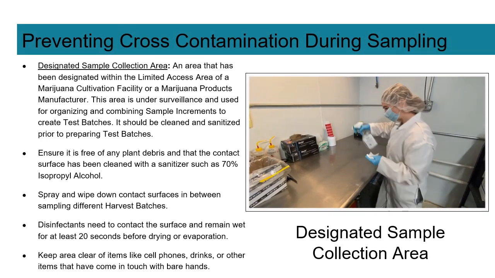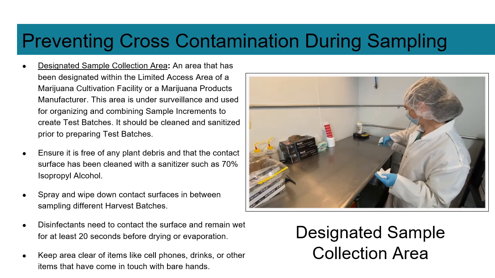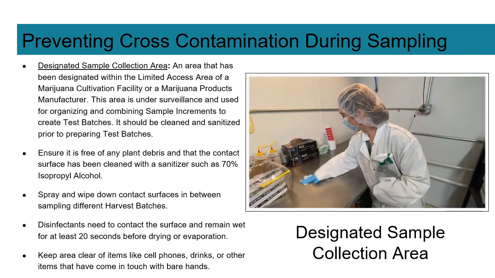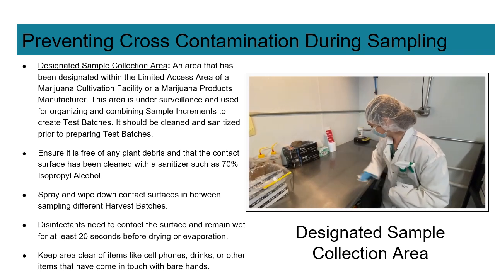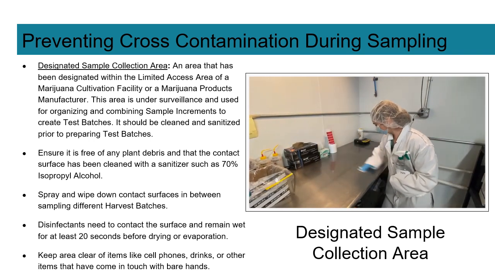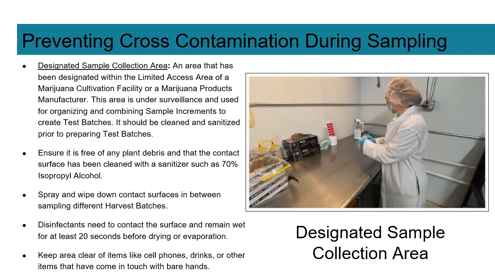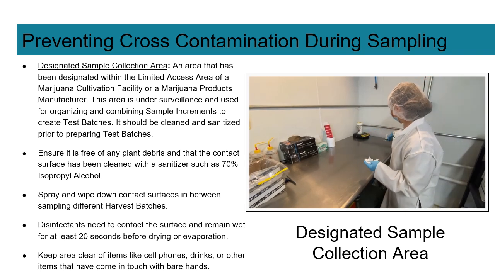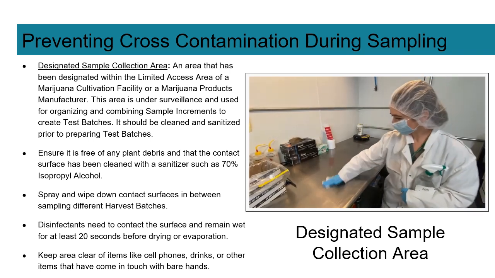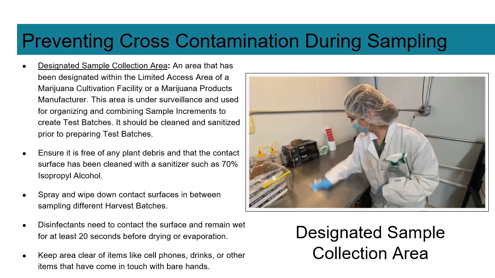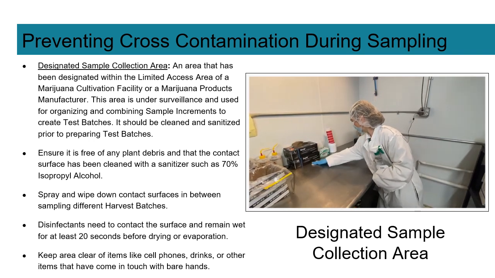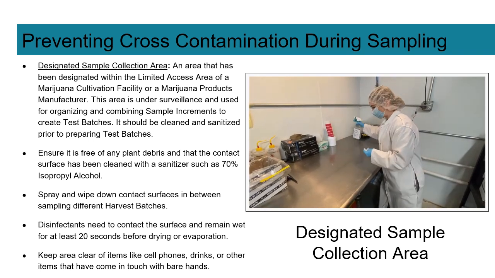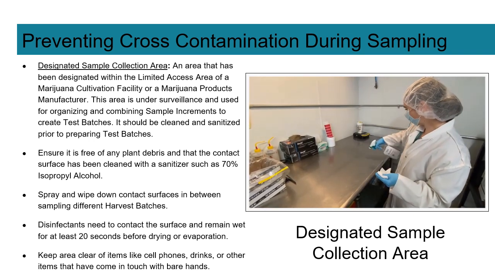Designated sample collection area. An area that has been designated within the limited access area of a marijuana cultivation facility or a marijuana products manufacturer. This area is under surveillance and used for organizing and combining sample increments to create test batches. It should be cleaned and sanitized prior to preparing test batches. Ensure it is free of any plant debris and that the contact surface has been cleaned with a sanitizer such as 70% isopropyl alcohol.